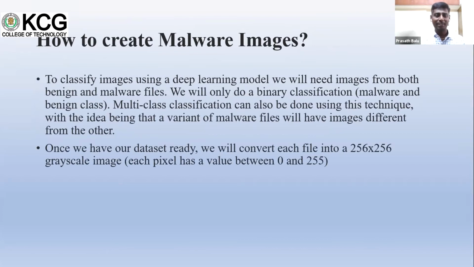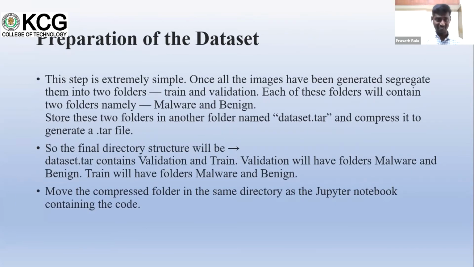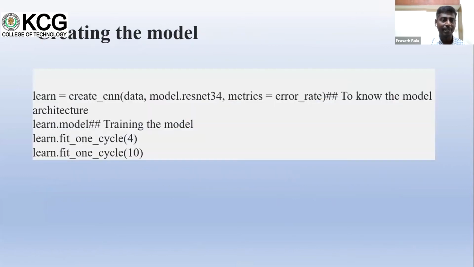Once again, as I told in the previous slide, we have to generate the image in the same way, and it has a certain dimension. Here 256 cross 256 will be the dimension. The preparation of data set, once again, validation and train. I explained this already. Same thing will happen here. Finally, there are several IDEs. It's not that you have to only use Jupyter Notebook, which is here. You can use multiple IDEs. That's your wish. And creating the model.